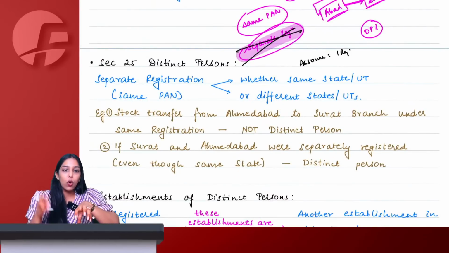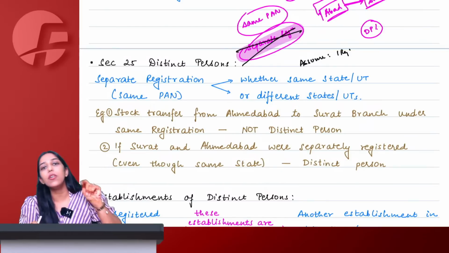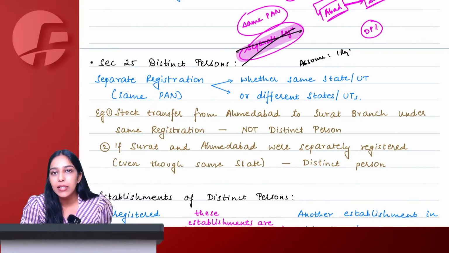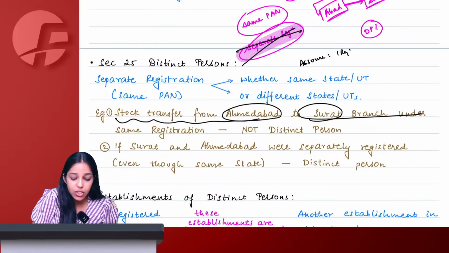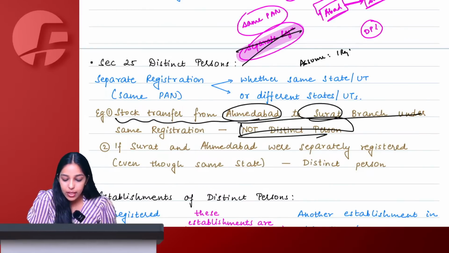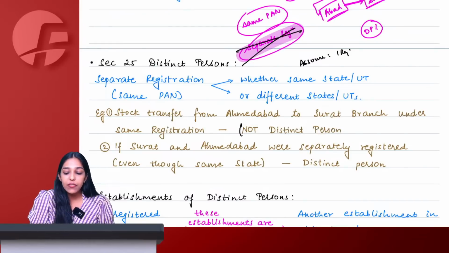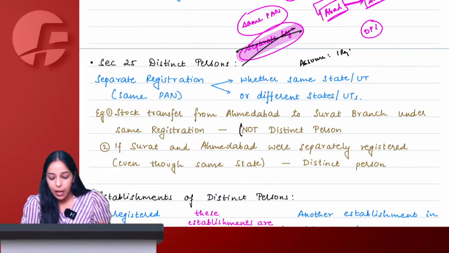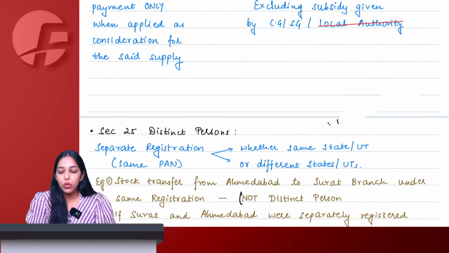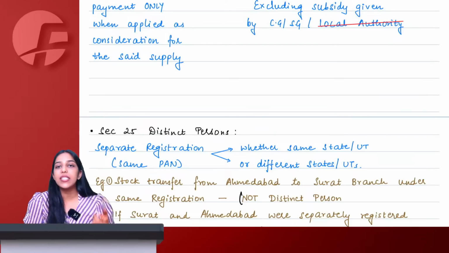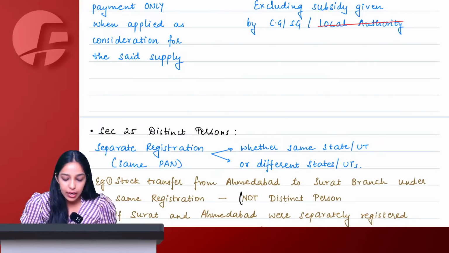that within the same state also they are separately registered, then you are going to say that yes, they are distinct persons. So if you are transferring stock from Ahmedabad to Surat branch under the same registration, they are not a distinct person. But if they are voluntarily registered separately within the same state, then we will consider them as distinct persons. But if two cities of two different states are given, then we understand that under GST, separate registration for both the states is always mandatory, and therefore if two states are given, then they automatically become distinct persons.